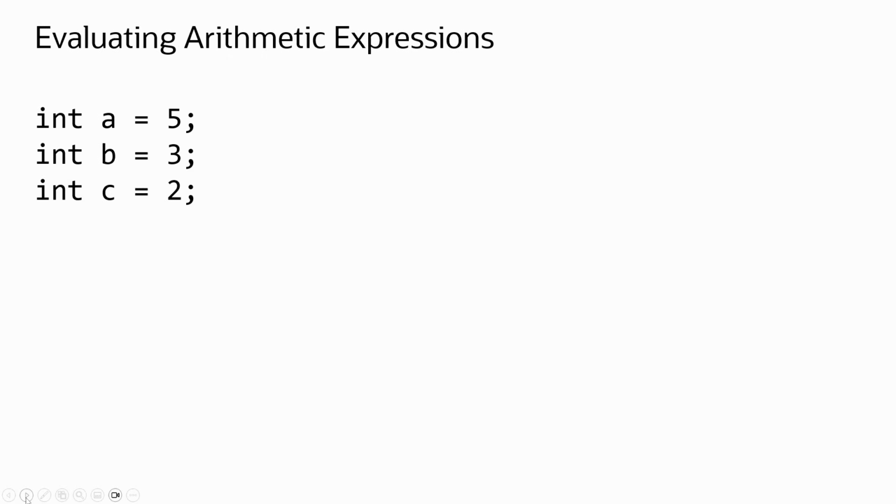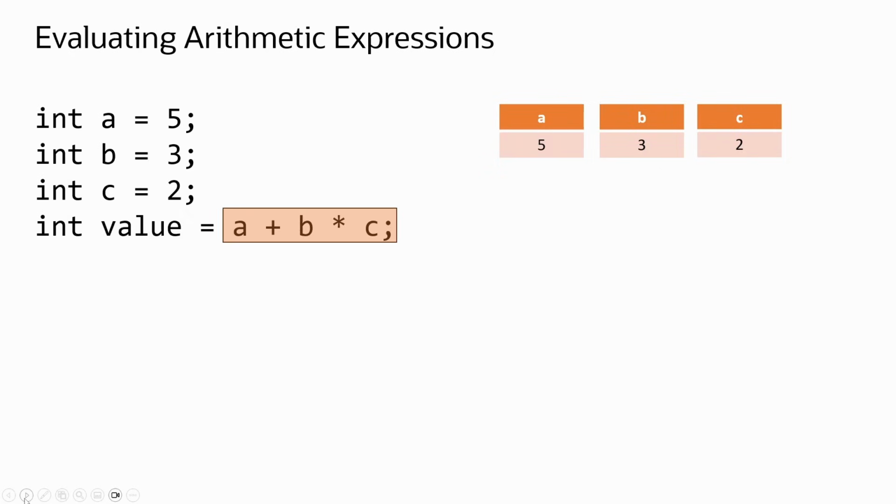Let's look at some arithmetic expressions. We have A is 5, B is 3, and C is 2. Let's look at this expression: int value equals A plus B times C. Looking at the order of operations, we will do the multiplication first, B times C, which is 3 times 2, or 6. Then we'll do the addition. So A plus 6, or 5 plus 6, and value is assigned 11.